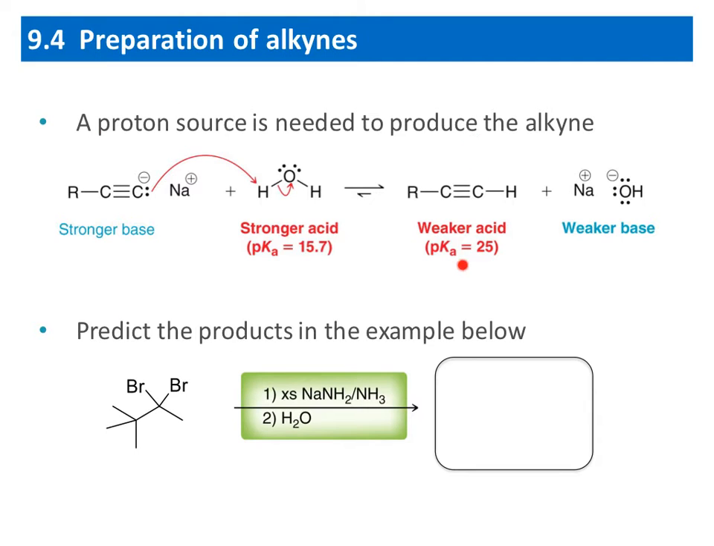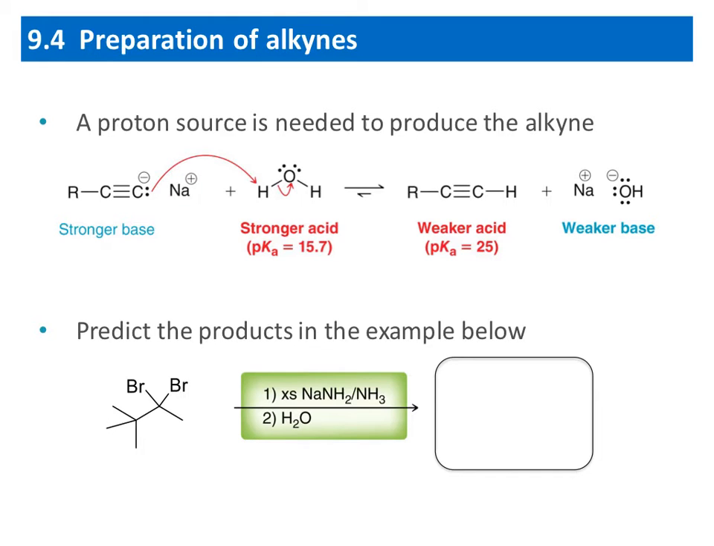Now to get our alkyne back, we are going to add a proton source in the second step of the reaction. So here water acts as a proton source. Therefore, the alkynide will react with water through an acid and base reaction, and basically we are reforming the alkyne, which is the desired product. If you compare the pKa values, obviously an alkyne is a weaker acid compared to water. Therefore, the equilibrium prefers formation of the product.